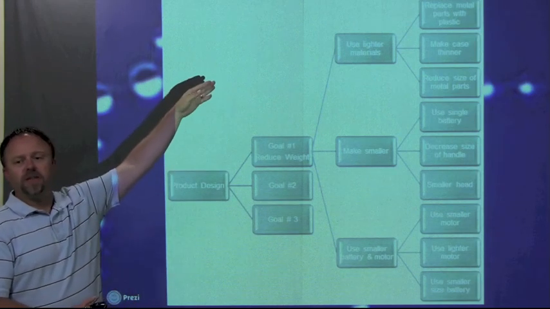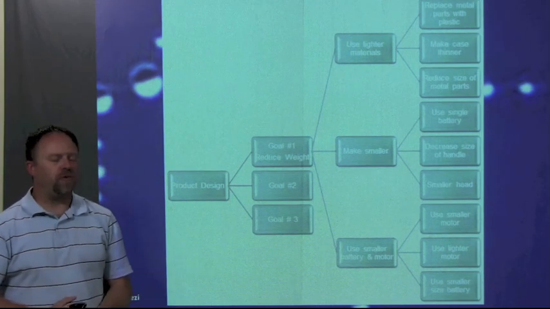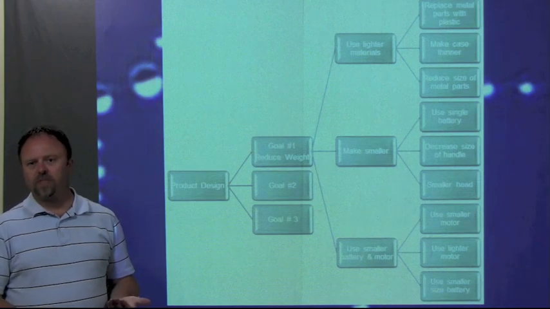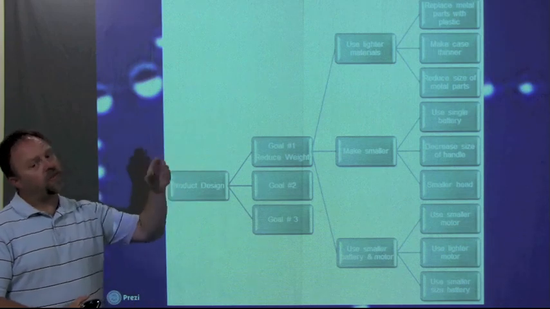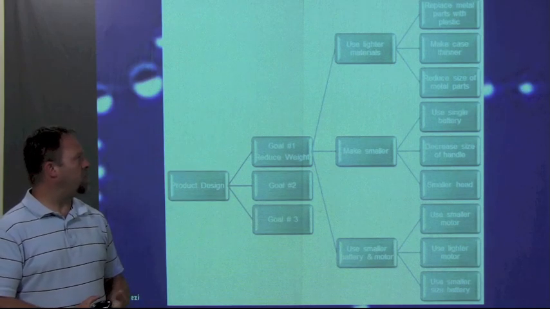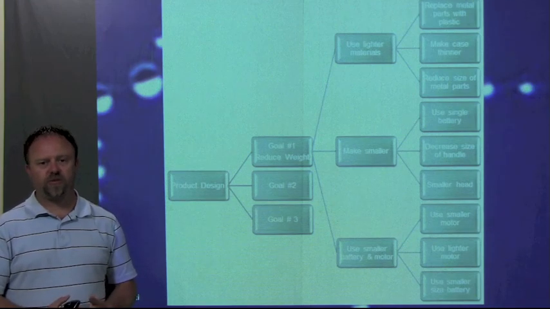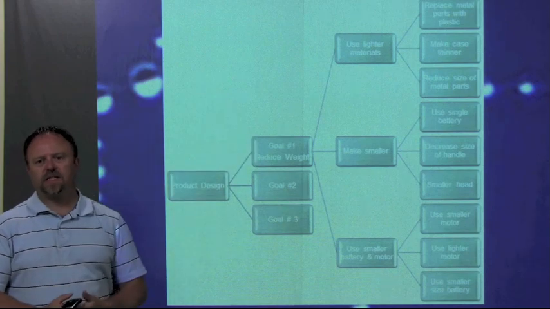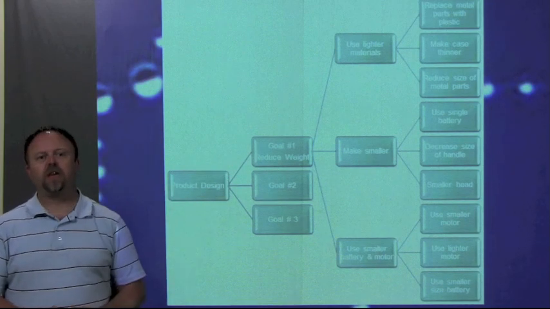So for example, for the lighter materials on the top here, maybe we can replace the metal materials with plastic materials or another lightweight material, make it out of something else that's less dense. We can make it thinner, that would be an option, or maybe reduce the size of the parts to make them smaller and reduce weight. So those are some examples, and for each of these methods, we can come up with lots of different ideas on how to achieve that method in order to meet that goal.